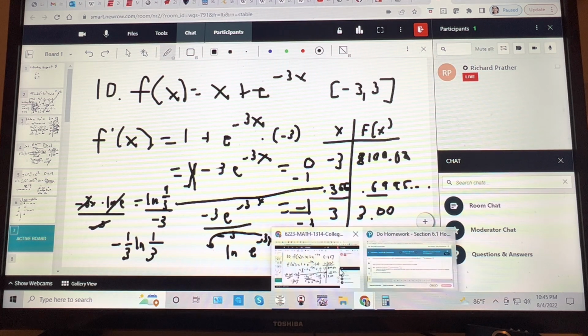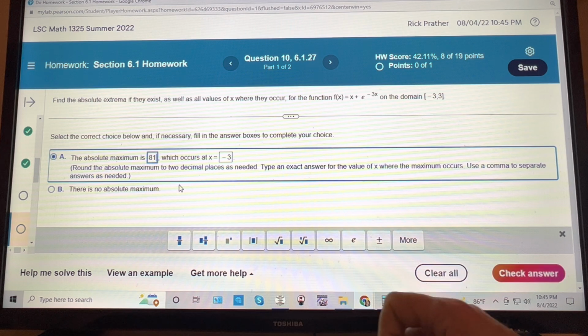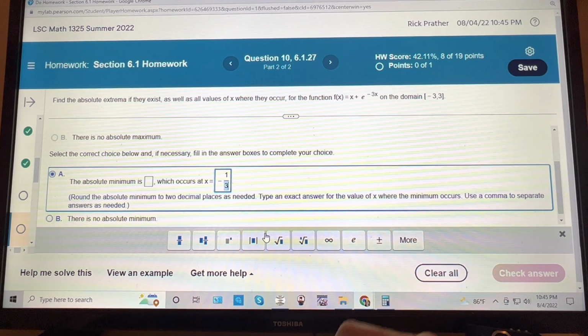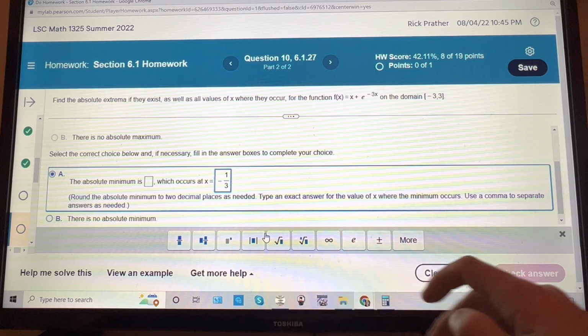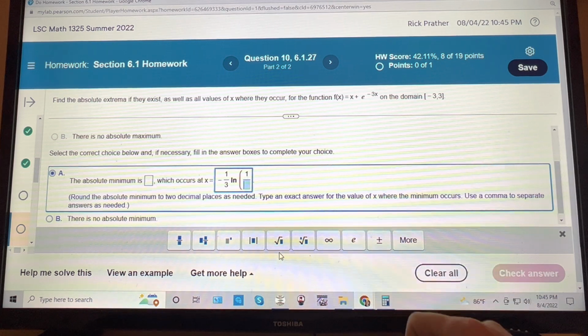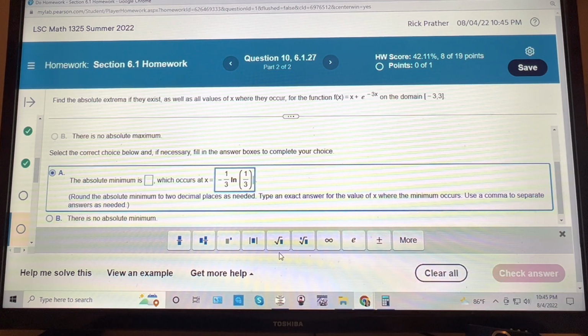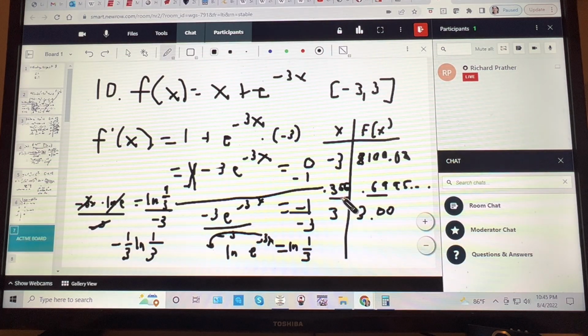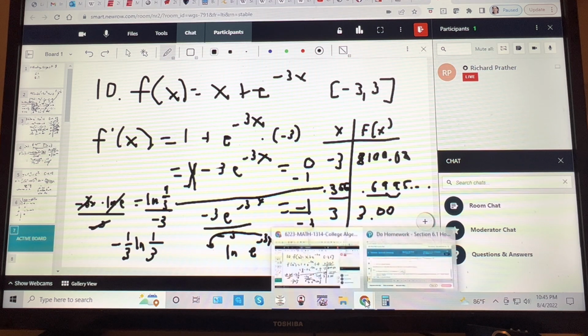8100.08. And then unfortunately the minimum, I guess they want me to type it this way. That's the only way to have it as an exact answer. ln, and then let's go like this. There, that's the exact answer, literally. It's approximately 0.366, but they don't want an approximate answer. They do want an approximate answer here, and you would have to add 1 to that 69 and make it 0.70.